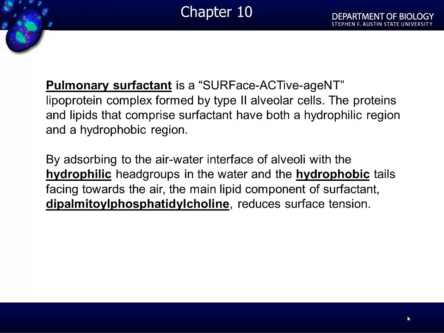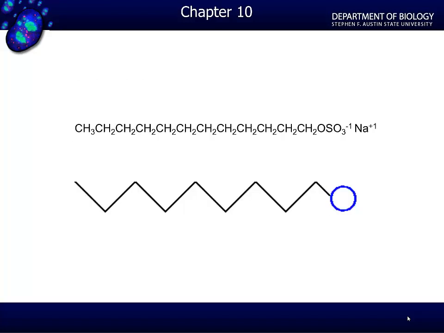Now, surfactant basically comes from surface active agent. That's how the term was combined. And basically, when you look at these lipids, the dipalmitoyl phosphatidylcholine is the principal phospholipid that we have present. And as you look at this molecule, you can see the charged head on the right. You can see this long hydrophobic chain, this hydrocarbon chain.